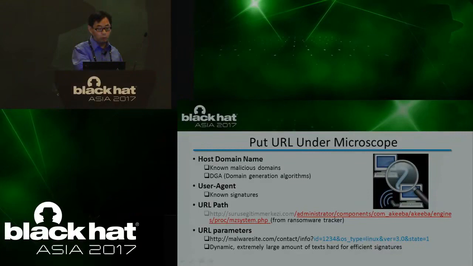So in one case, last year when the ransomware broke out, we could take a blacklist from the ransomware tracker website and put it into our signature blacklist. URL parameters is the topic of today. Our parameters are so dynamic, they could be anything. So how do we extract features from them and start our learning process?